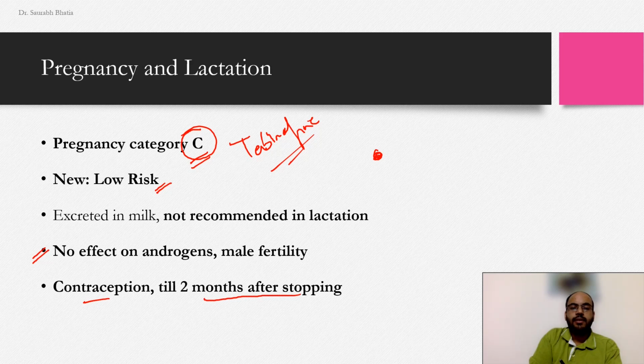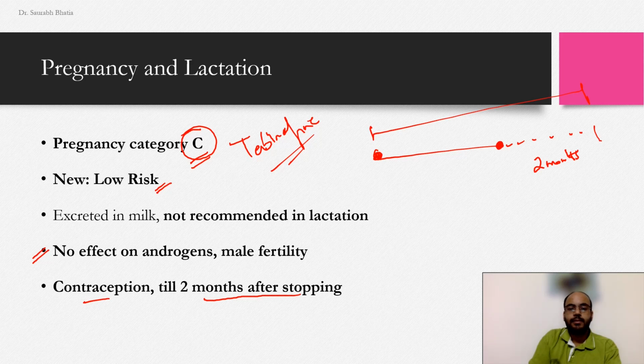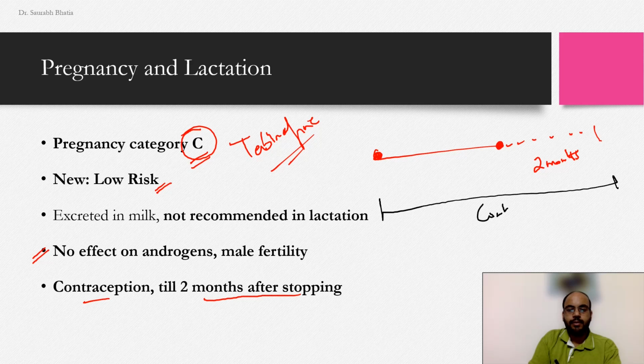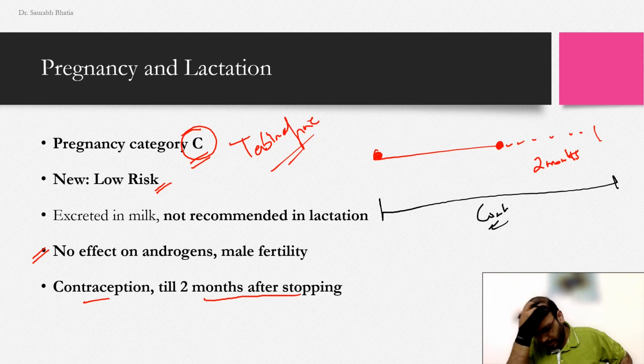So, you start the drug, you advise the patient for contraception, you end the drug here, and you have to give contraception for 2 months more. That's what the book mentions. Okay, you have to give contraception for 2 months more. So make sure that you counsel your patients for using contraception.